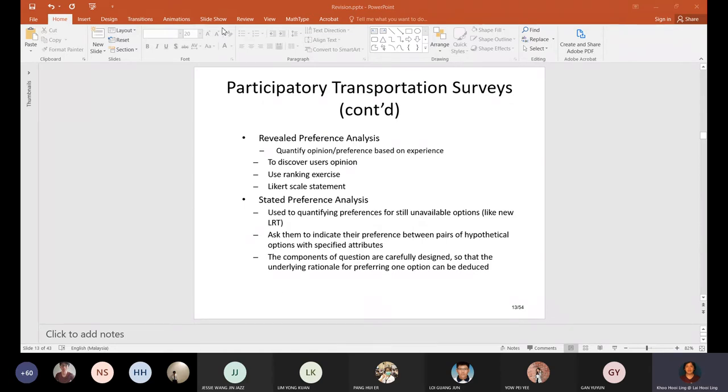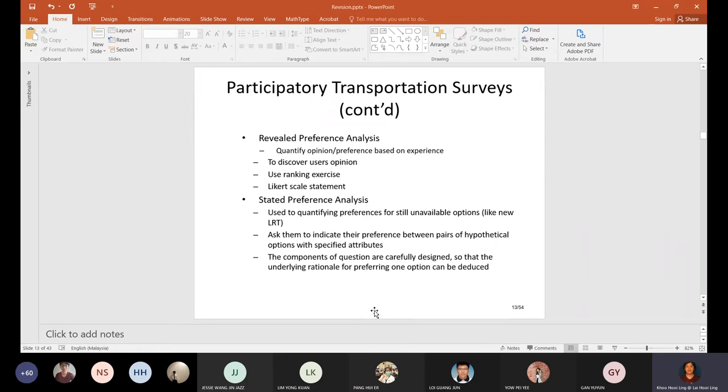One is what we call revealed preference. Another one is what we call stated preference. I'm not sure whether some of the students here were not here when I talked about this, so I think it is good that I repeat one more time.